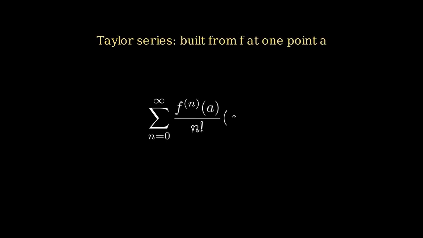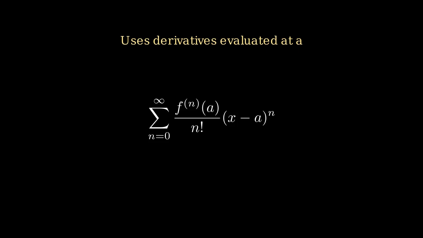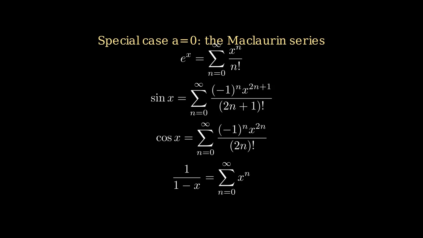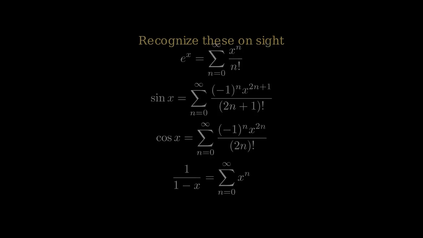The Taylor series of a function f centered at a point a is built entirely from information at that one point. It's the sum of f's nth derivative at a divided by n factorial times (x minus a) to the n. When we center at a equals 0, we call this special case a Maclaurin series. There are a handful of these you should recognize on sight: the series for e to the x, sine of x, cosine of x, and 1 divided by (1 minus x). Now let's work through an example.